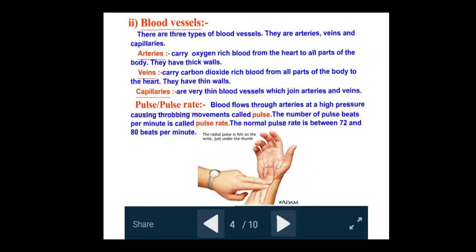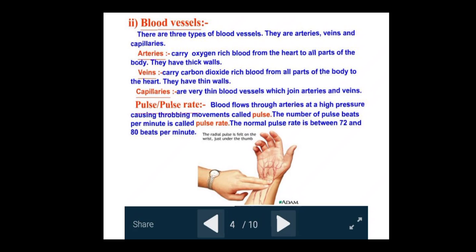Now what are blood vessels? There are three types of blood vessels. They are arteries, veins and capillaries. What are arteries? Arteries carry oxygen rich blood. Remember that in arteries we have oxygen rich blood from the heart to all parts of the body, and they have thick walls. The walls of arteries are thick. They carry the blood which is oxygen rich.